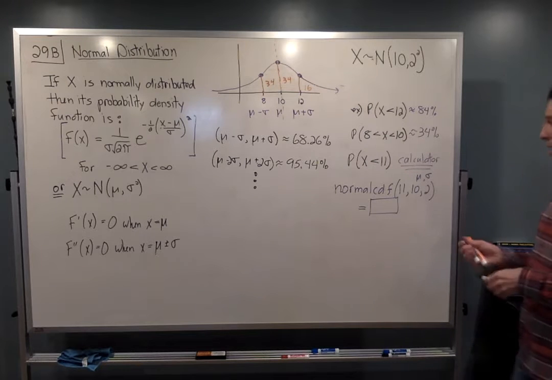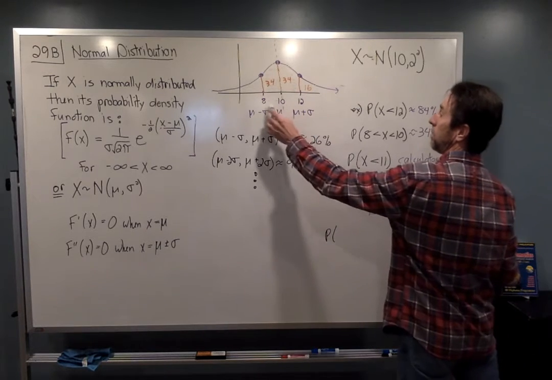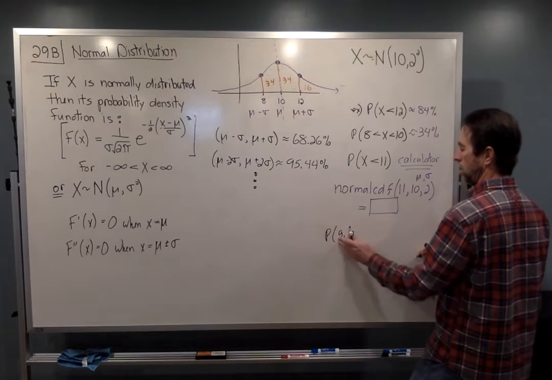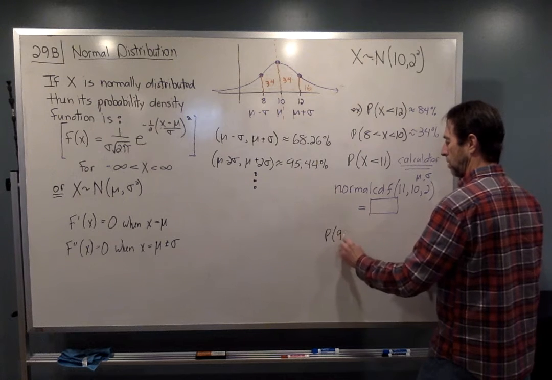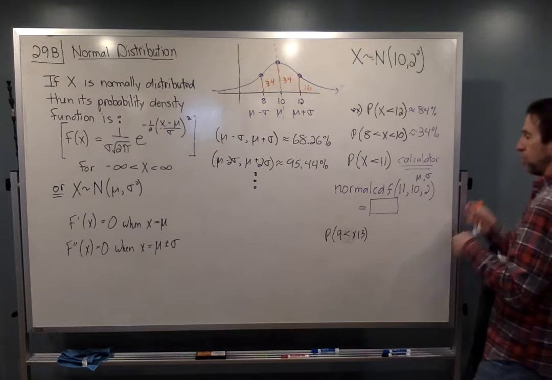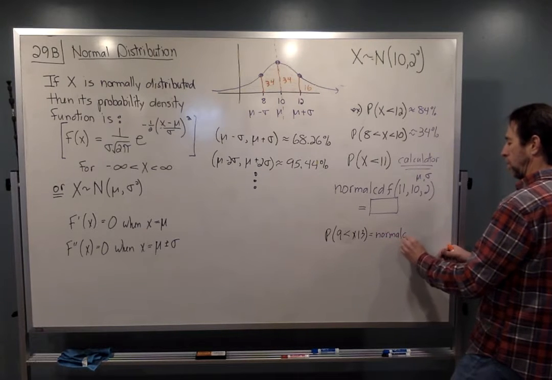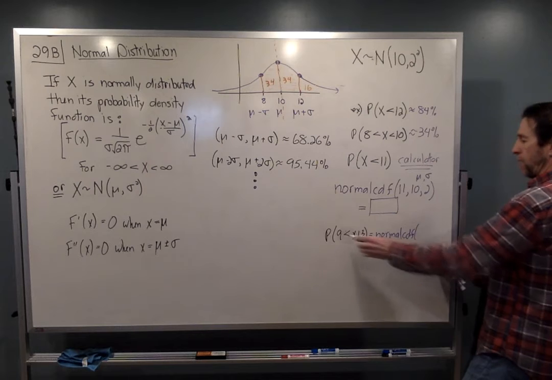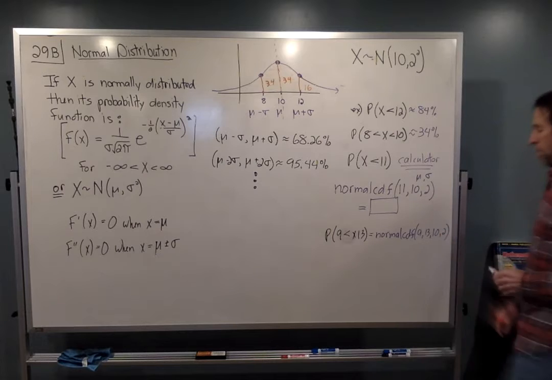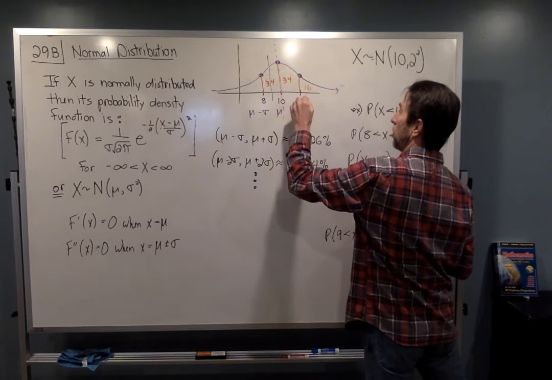If for some reason I wanted the probability on an interval, let's say from 9 to 11, no, 9 to 13. Write that. Then I would again use this normal CDF. But I'd have to put this interval and still 10, 2. Right? And that would give you the probability between 9, which is right here, and 13, which is up here.